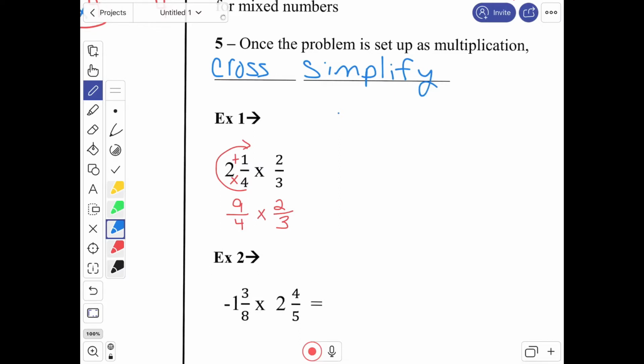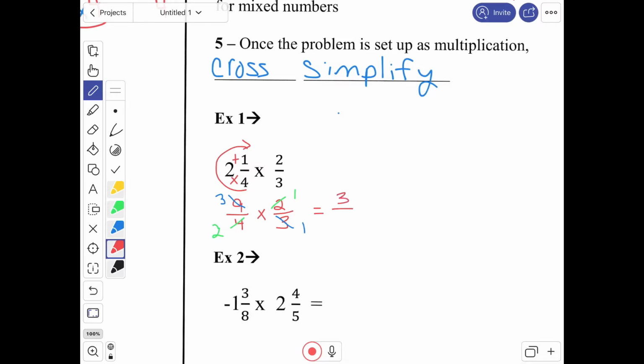And when we simplify, we pick a number on top and a number on bottom. You can do that even if they're not the same fraction. So I can simplify the 9 and the 3 because both of those will divide by 3. 9 divided by 3 makes 3, and 3 divided by 3 makes 1. I can also simplify the 2 and the 4 because both of those will simplify by 2. 2 divided by 2 makes 1. 4 divided by 2 makes 2.